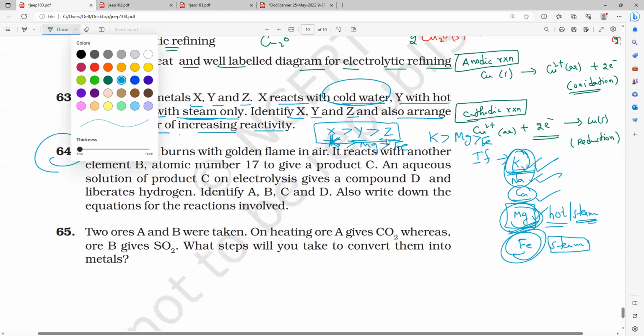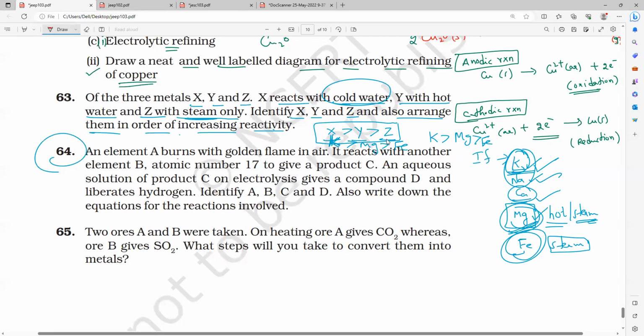Next, 64th question. An element A burns with a golden flame in air. It reacts with another element B, atomic number 17. So atomic number 17 means you will understand it is chlorine. And burning with the golden flame, who will catch the fire easily?